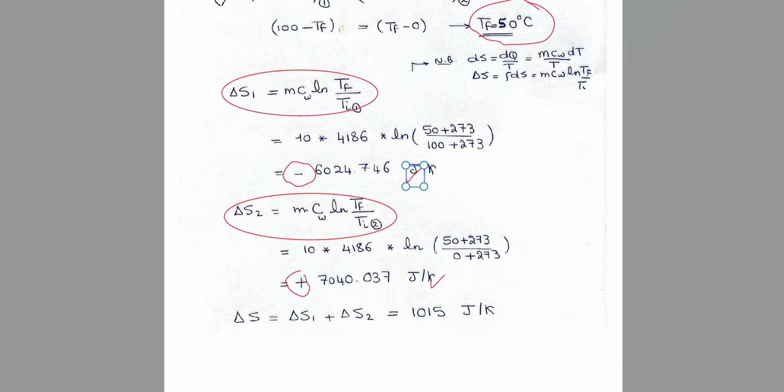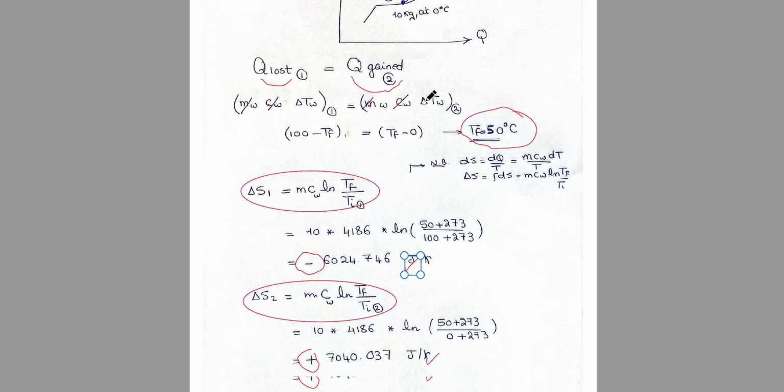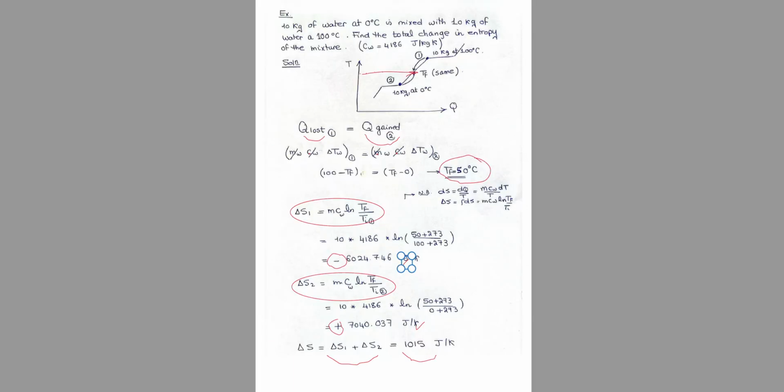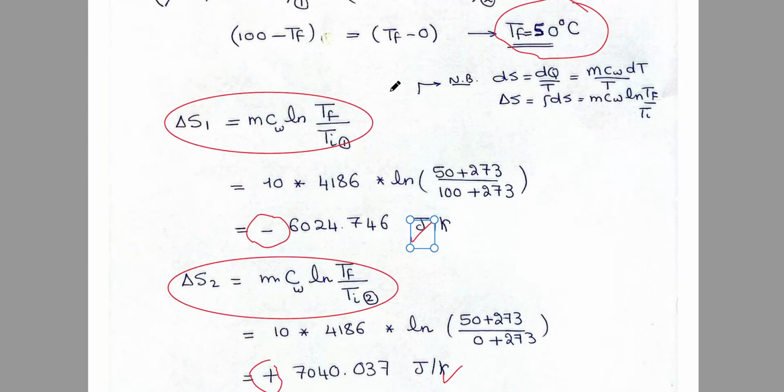Let's check if this is correct or not. The first amount will lose energy, so the change in entropy will be negative. The second amount of water will gain energy, so the change in entropy will be positive. Add both to get the total change in entropy, which will be 1050. This was the last example we wanted to discuss, and thank you for listening.